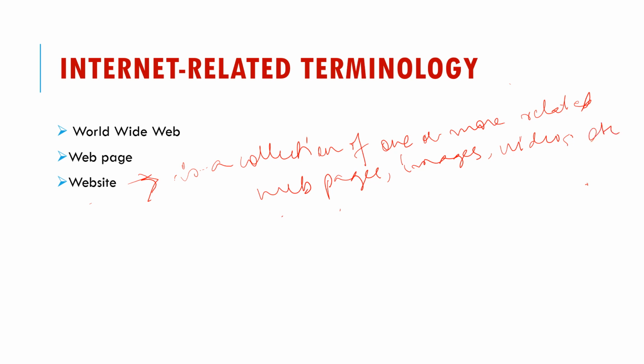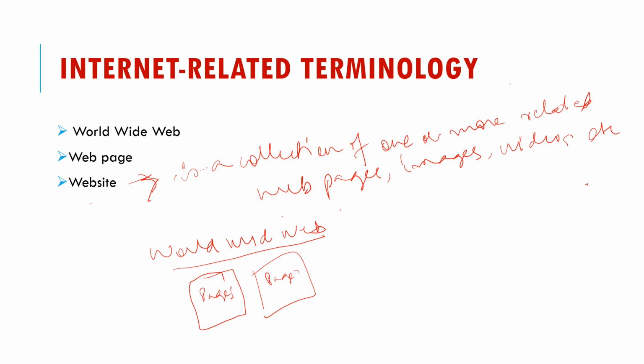Now suppose, as I mentioned earlier, you have typed World Wide Web. Upon clicking on this, it will take you to a page. Suppose it consists of 2 or 3 pages: page 1, page 2, page 3. Under this, only these 3 pages are there, and then we call this World Wide Web a website. A collection of one or more web pages is called a website.